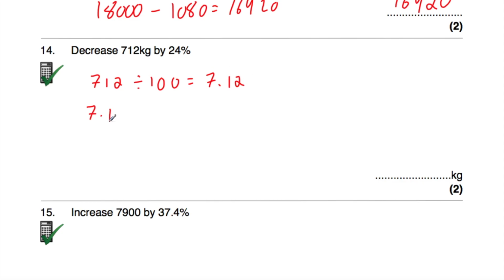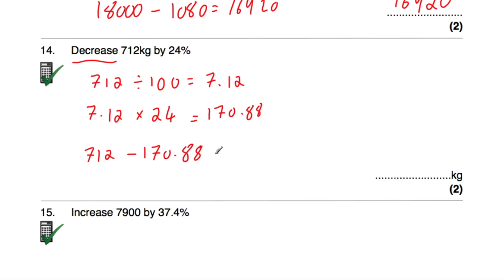Then we're going to take our 7.12 and multiply it by 24, and that'll tell us 24%. So on our calculator, we do 7.12 multiplied by 24, that's equal to 170.88 kilograms. So that's what 24% of 712 kilograms is. But we've been asked to decrease it by 24%, so that means we need to take that away. So we're going to do 712 subtract 170.88, and we're going to see what that's equal to. So 712 take away 170.88 is equal to 541.12 kilograms, and that's it.